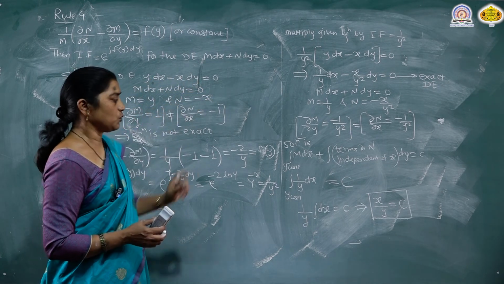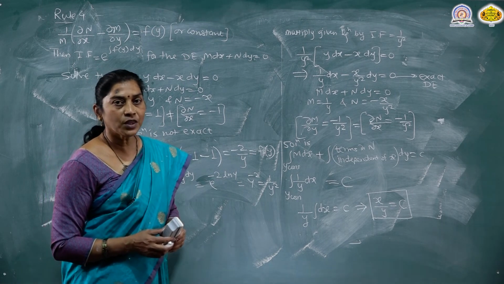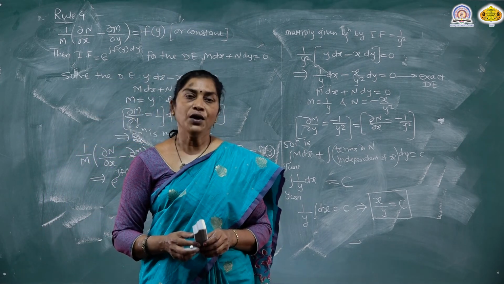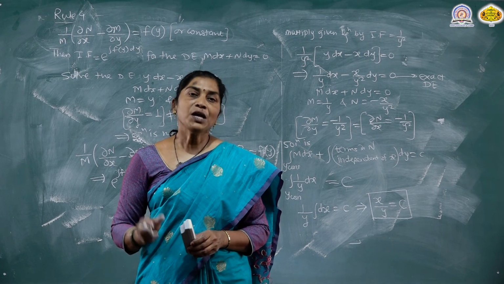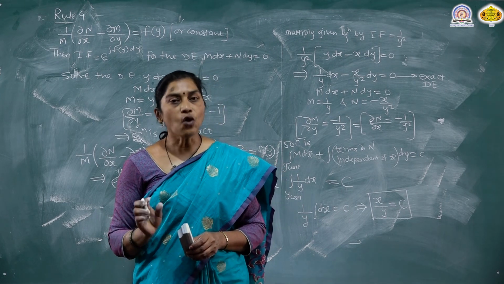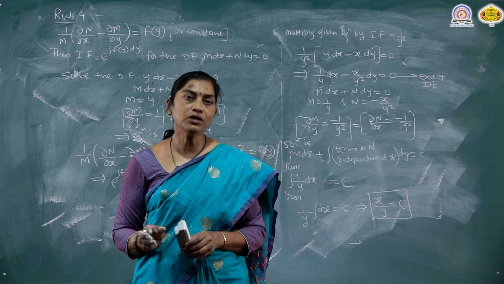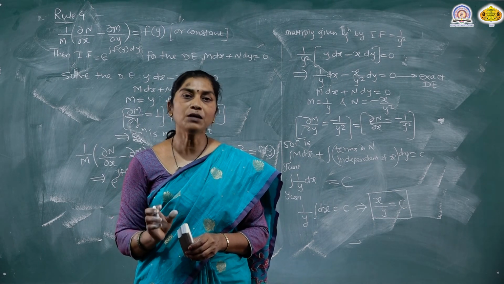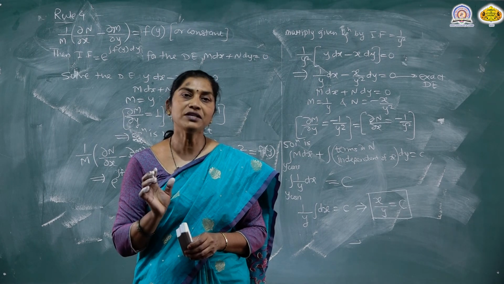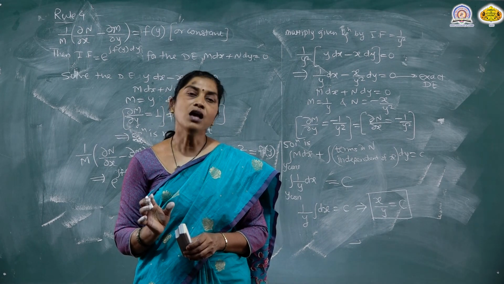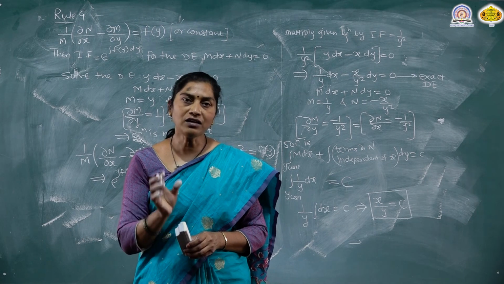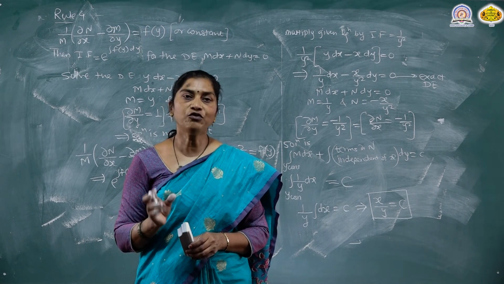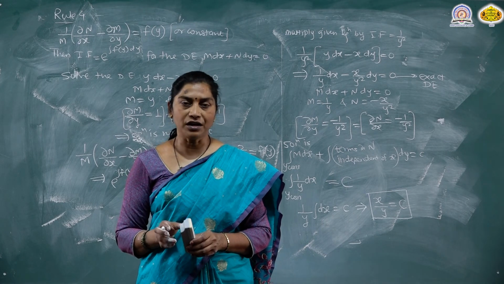So we have seen 4 rules to find the integrating factor. Integrating factor means if the given equation is not an exact differential equation, it can be reduced to an exact differential equation by multiplying the given equation by some function of x and y, say f of x, y. That function is known as the integrating factor, and we have seen the 4 rules to find the integrating factor.